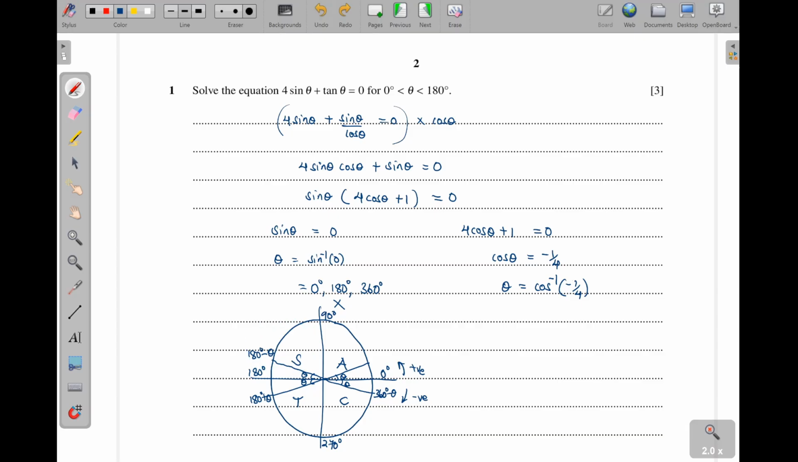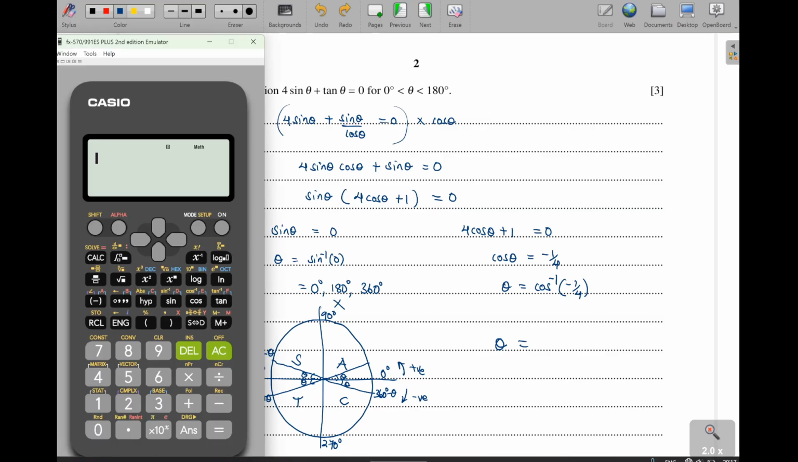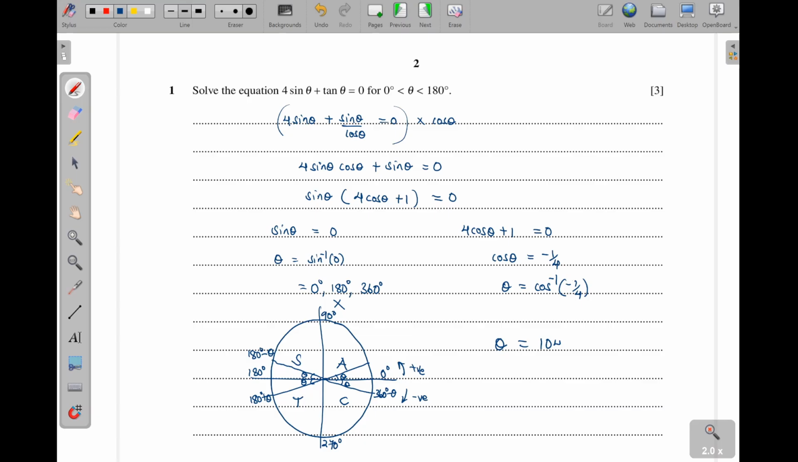But since we are moving from 0 to 180 degrees, I don't even need to waste time. I just say arc cos of this, it will give me the angle here straight away. The calculator has to be in degrees, so shift, then cos, then negative a quarter. This one gives us 104.5 degrees, which is to 1 decimal place. As simple as that.